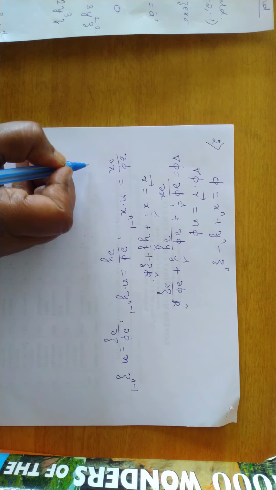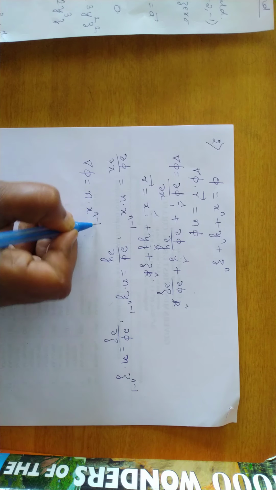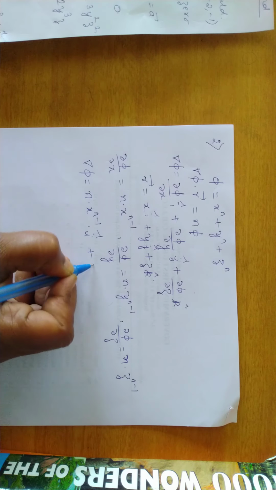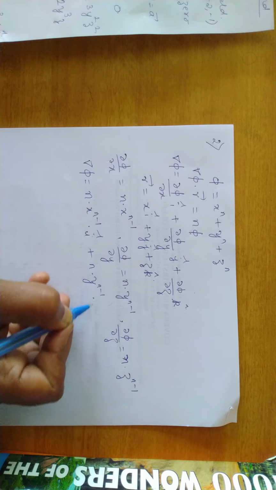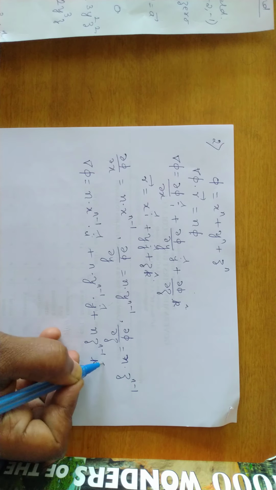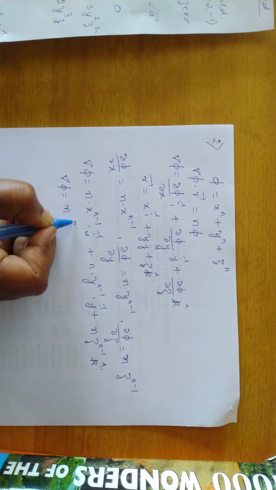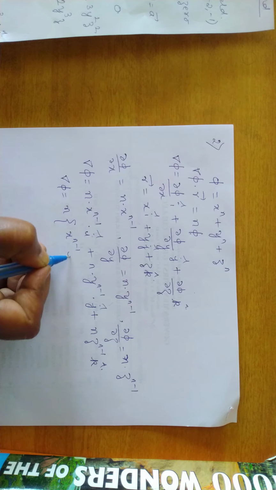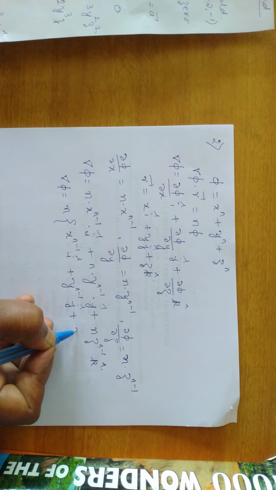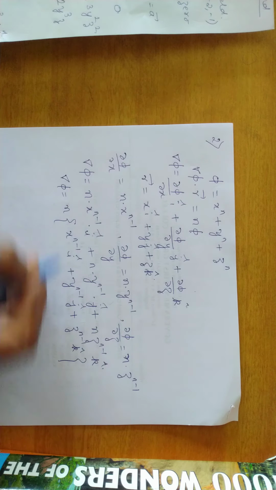Now substituting for grad phi, what do I get? n into x to the power of n minus 1 into i cap plus n into y to the power of n minus 1 into j cap plus n into z to the power of n minus 1 into k cap. Here n is common, so let me take it out: x to the power of n minus 1 i cap, y to the power of n minus 1 j cap, z to the power of n minus 1 k cap. This is my grad phi.